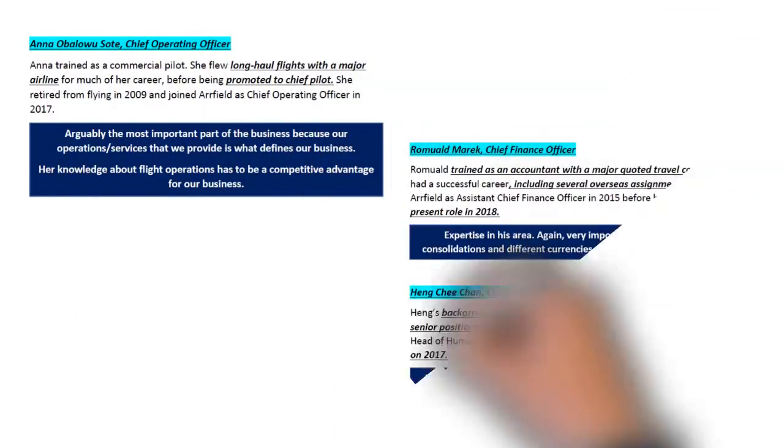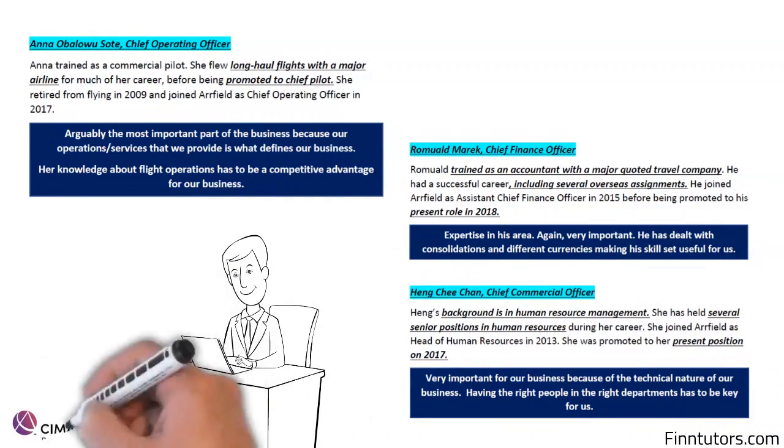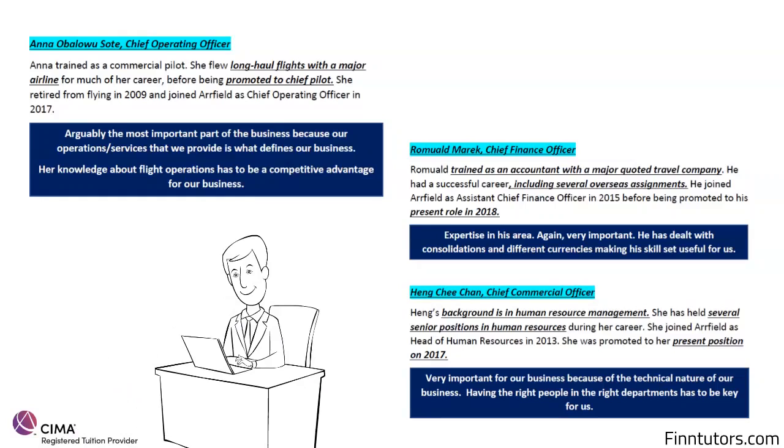Next, we speak about Anna Obaluva, who is our Chief Operating Officer. Now, Anna trained as a commercial pilot. She flew long haul flights with a major airline for much of her career, and she was promoted to chief pilot as well. So she knows how to fly an airplane, and obviously, because you know how to fly an airplane, you know what type of communications you need to keep with the air traffic control. You need to know landing patterns, takeoff patterns, where the flight will go. All of this is part of operations. So our operations officer is also someone who will know all of this, who has had first hand experience. She retired from flying in 2009 and joined Arrfield as chief operating officer in 2017.